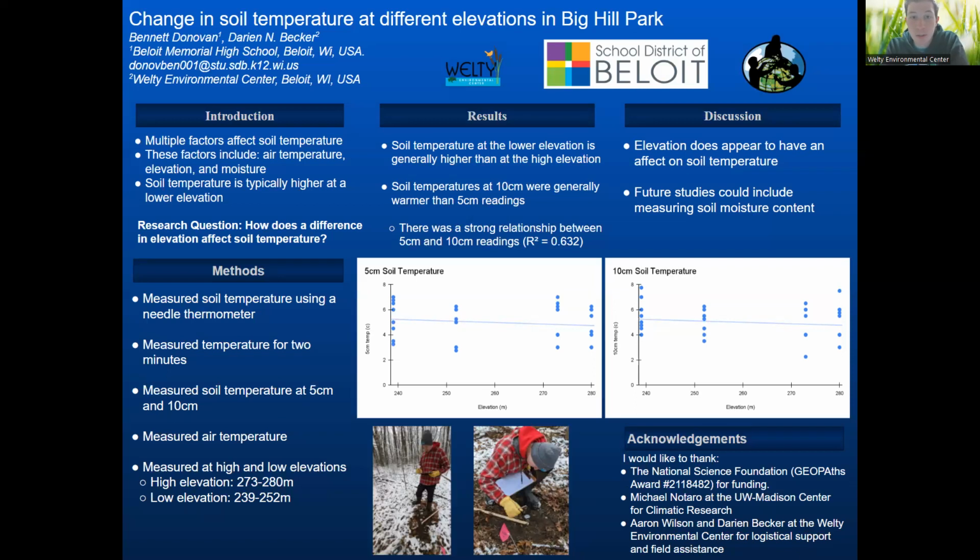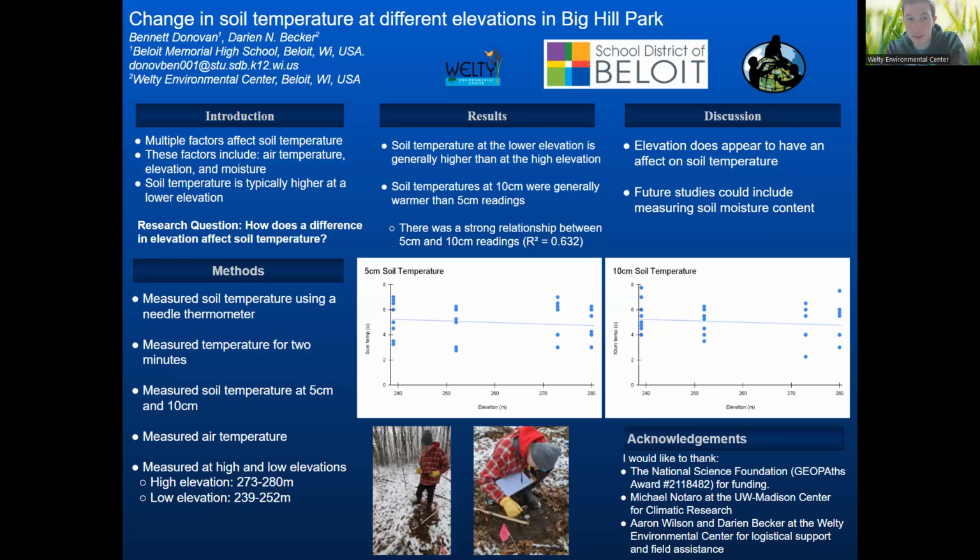With previous research I've done, I found that soil temperature is typically higher at lower elevations. Multiple factors can affect soil temperature, things like air temperature and moisture content. Here at Welty, we have collected instrument shelter data that has shown a linear relationship between air temperature and soil temperature. So as the air temp goes up, the soil temperature will also go up.